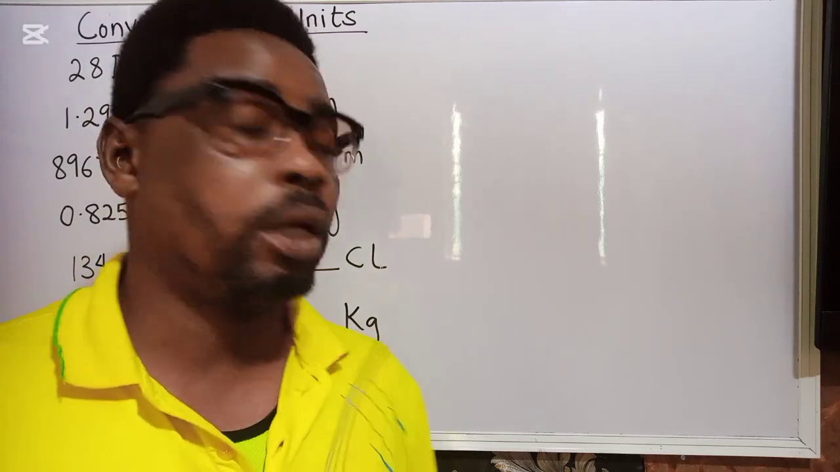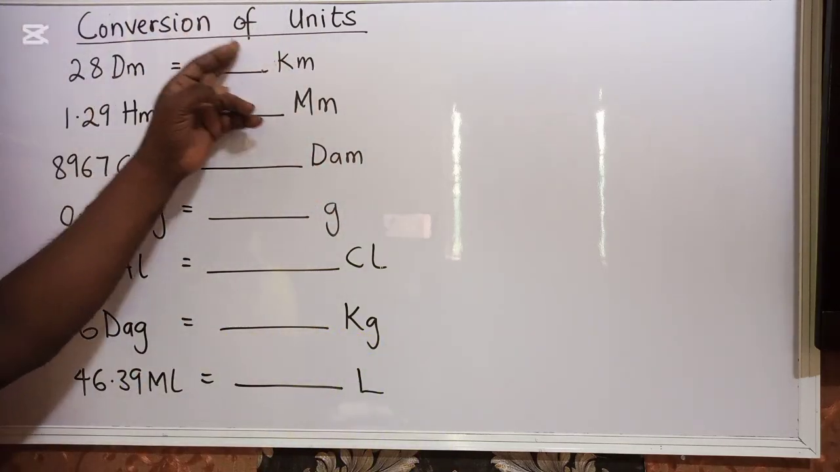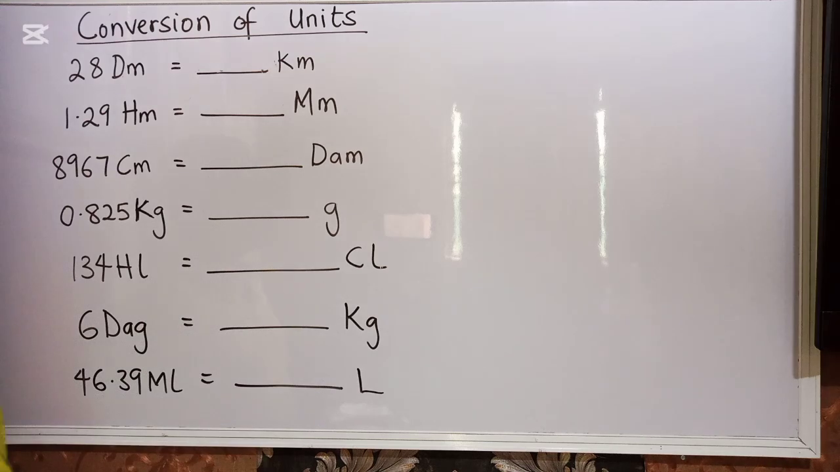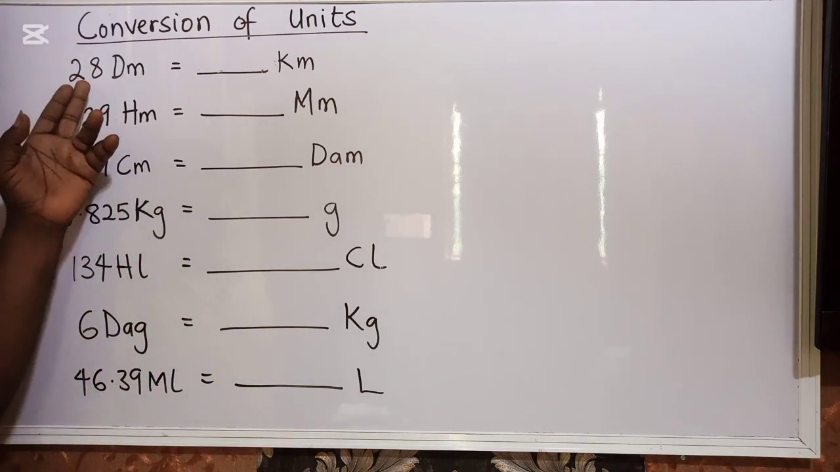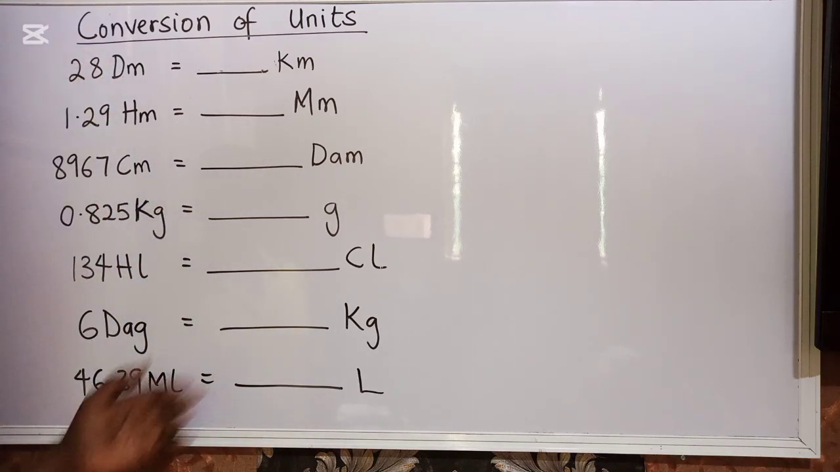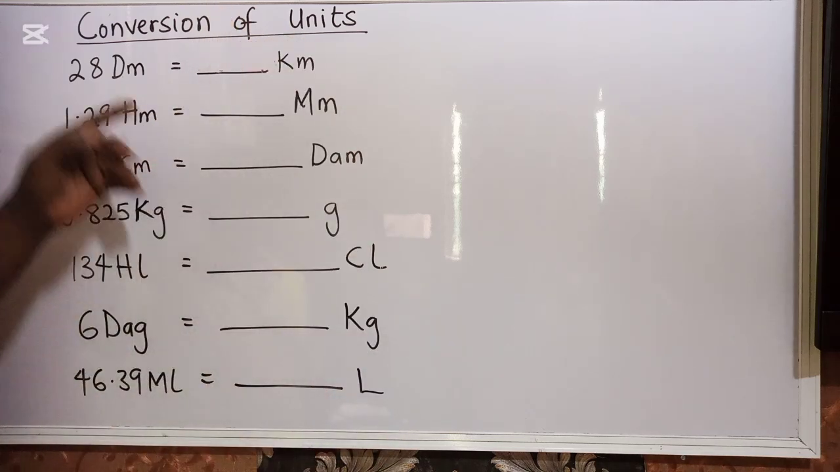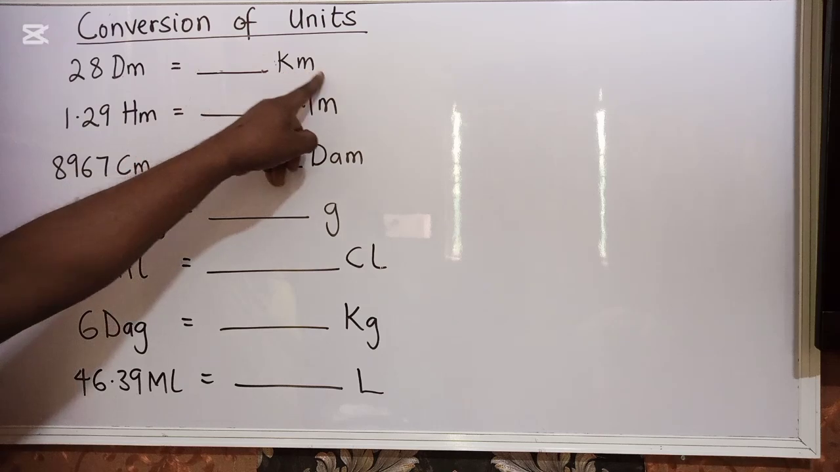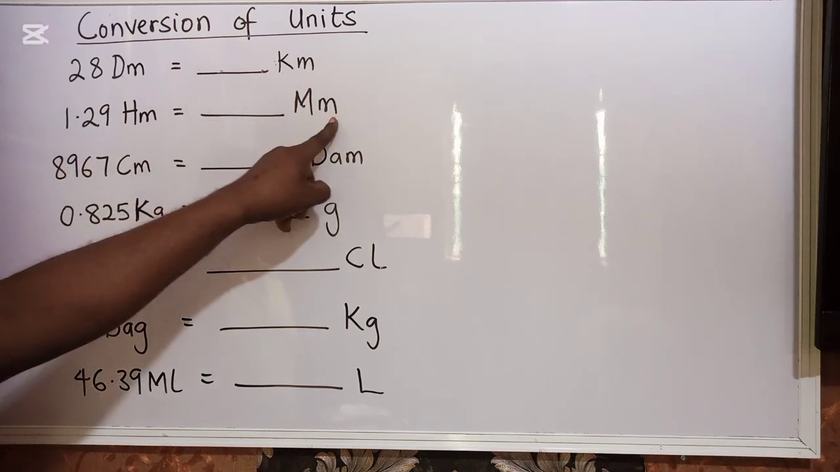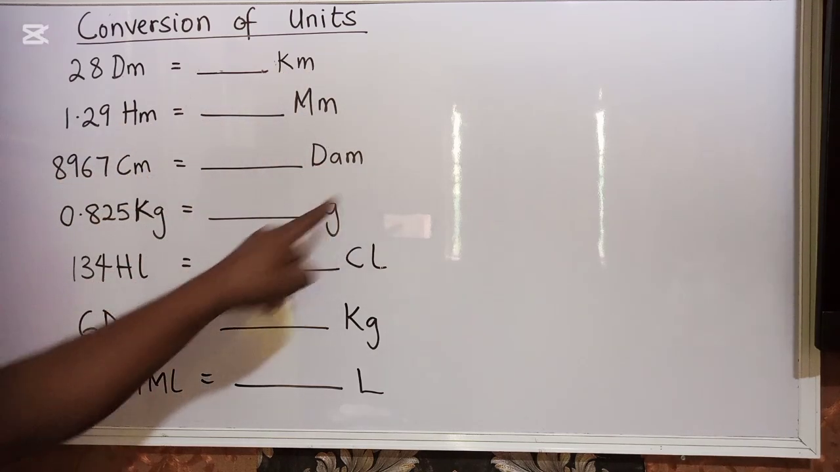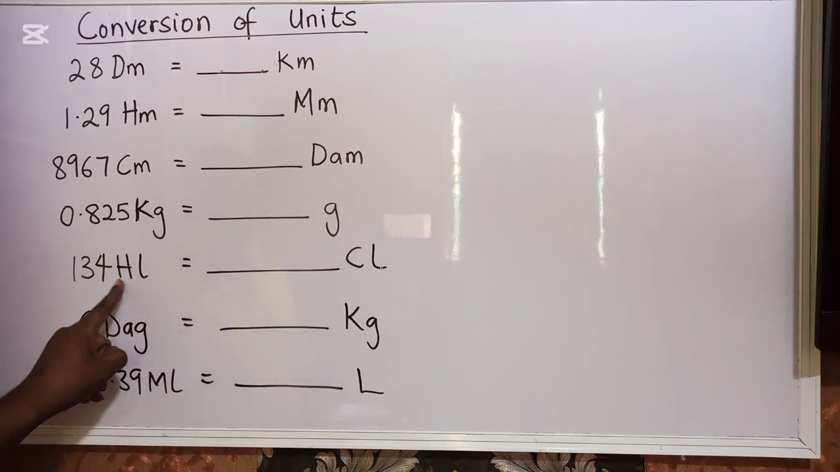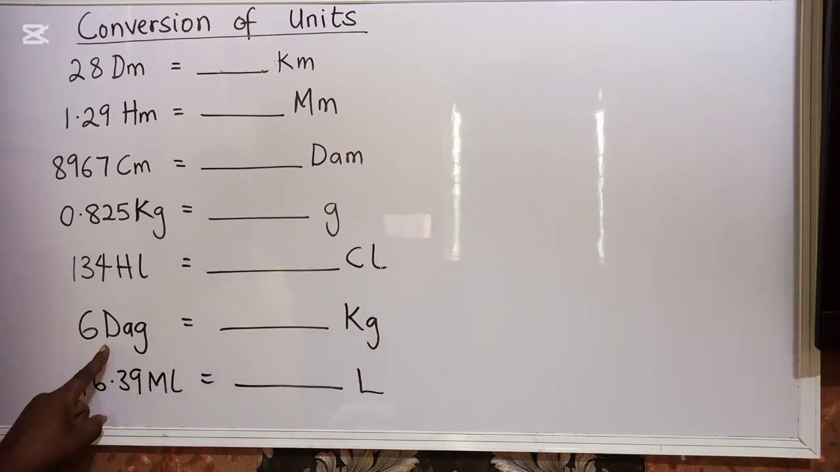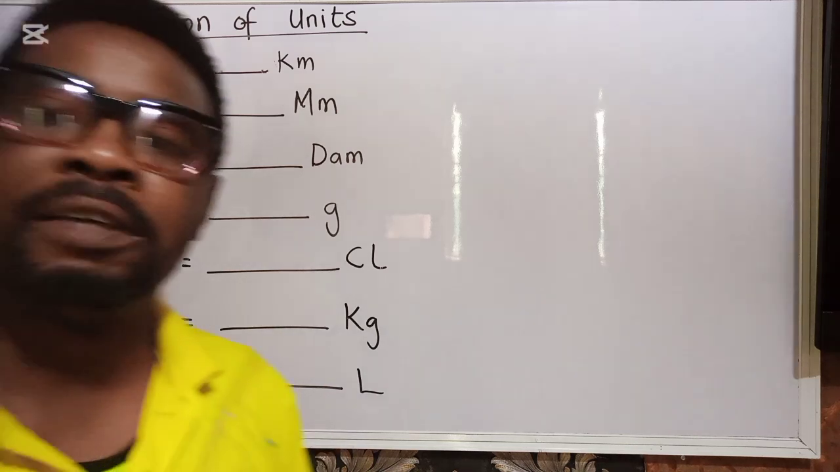This morning we are going to be looking at conversion of units, especially metric. When you look at the board, we are going to convert all the numbers on this side to the unit on this side. We have decimeter to kilometer, hectometer to millimeter, centimeter to decameter, kilogram to gram, hectoliter to centiliter, decagram to kilogram, and milliliter to liter.